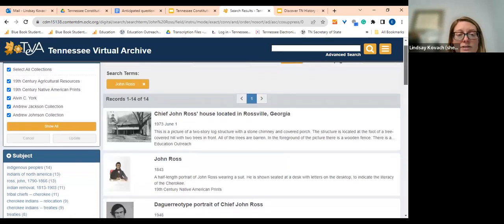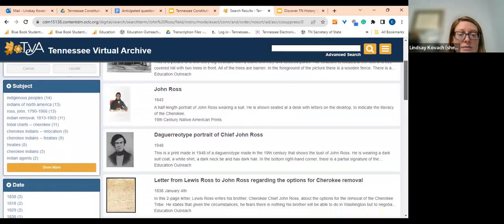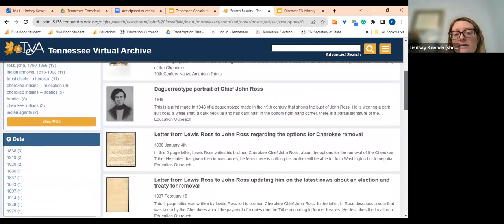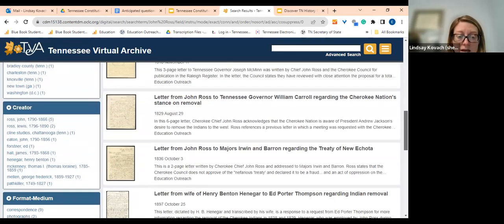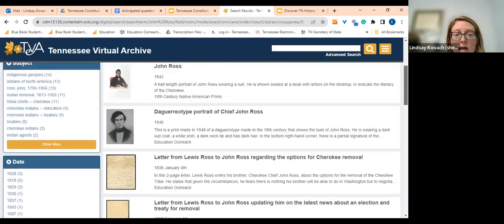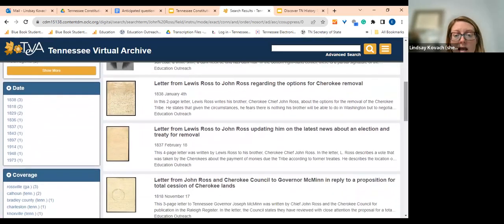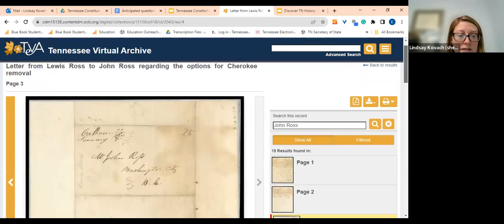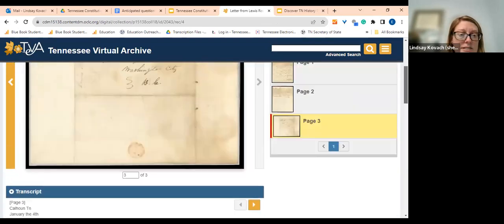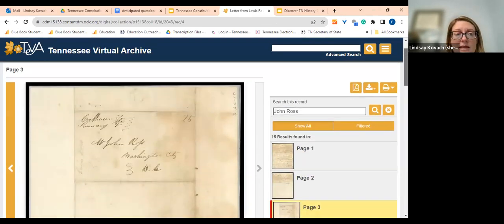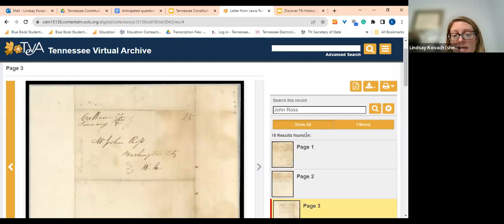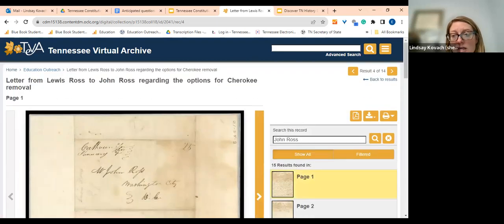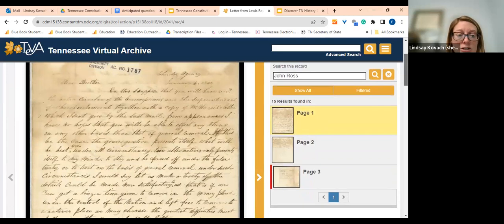And as you can see, we have some pictures and some images, and then we have some letters and different documents for you to show your kids. Now I am going to click on one of the letters that John Ross was corresponding with. And you can see here that this page, again, like the Constitution, is all written in cursive.